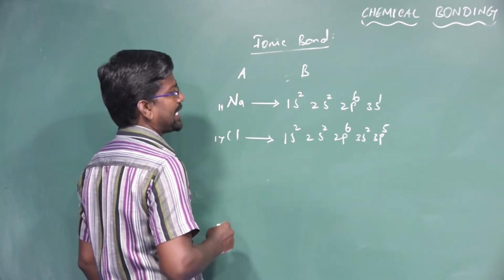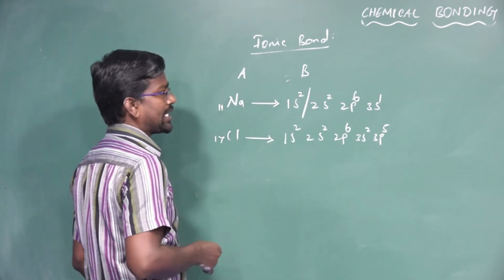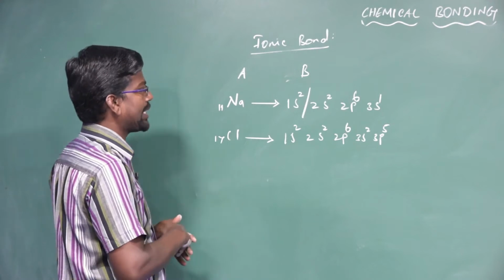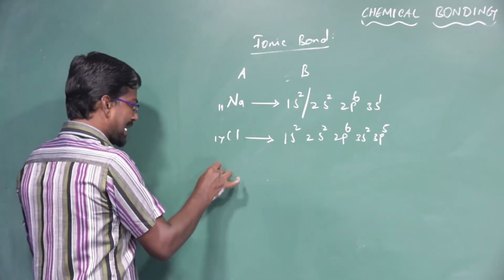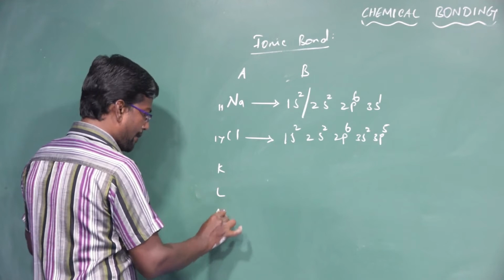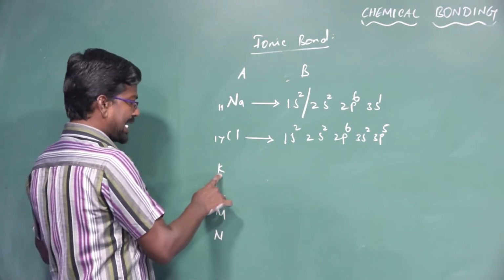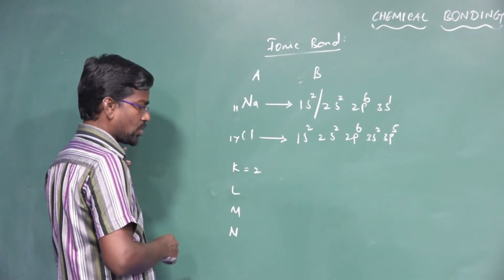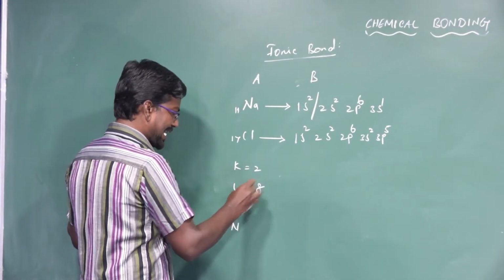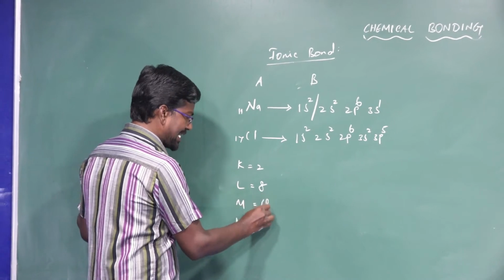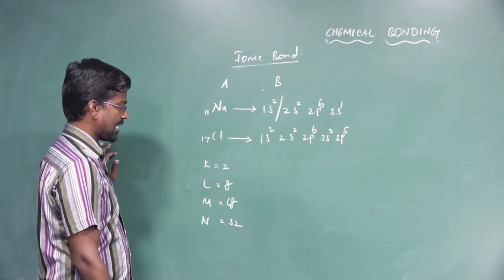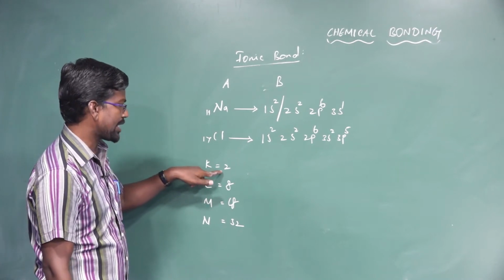Now the electron configuration of sodium metal according to the main shells. What are the main shells? K, L, M, N are the main shells. How many electrons does the K shell contain in total? 2 electrons. The K shell accommodates 2 electrons, the L shell accommodates 8 electrons, the M shell accommodates 18 electrons, and the N shell accommodates 32 electrons.